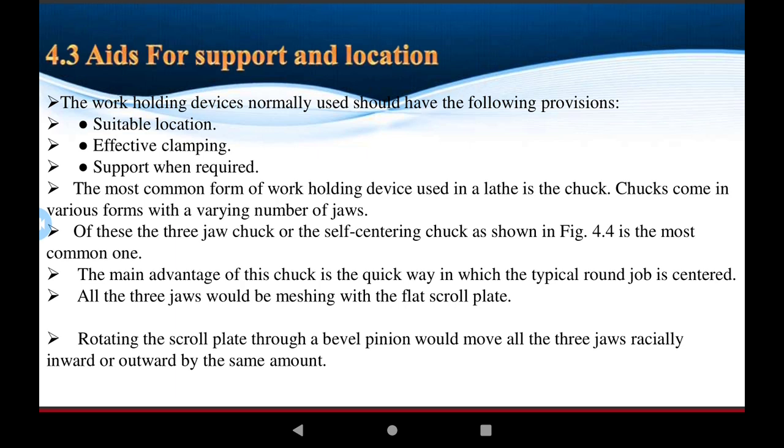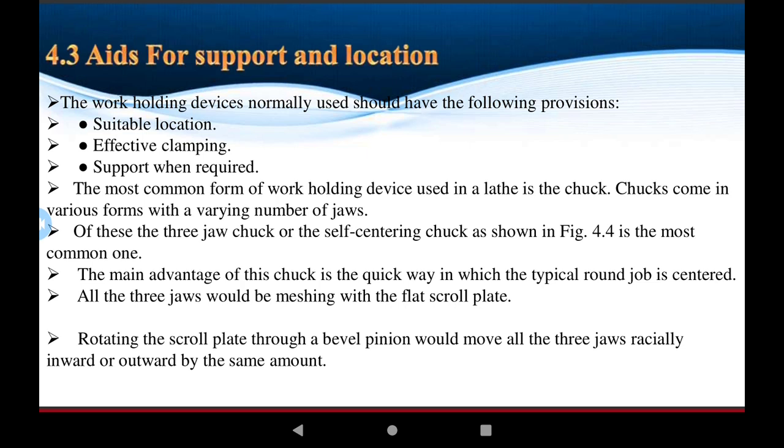The machines use different cutters in different manufacturing operations. The rotating scroll plate, through a key or pinion, moves all three jaws radially inward or outward by the same amount, and operation efficiency also increases. This fulfills customer demand and transfers the right quality of product design in lathe machine operation.